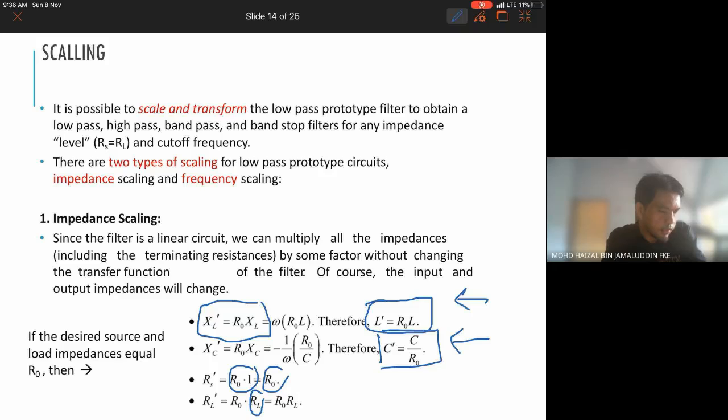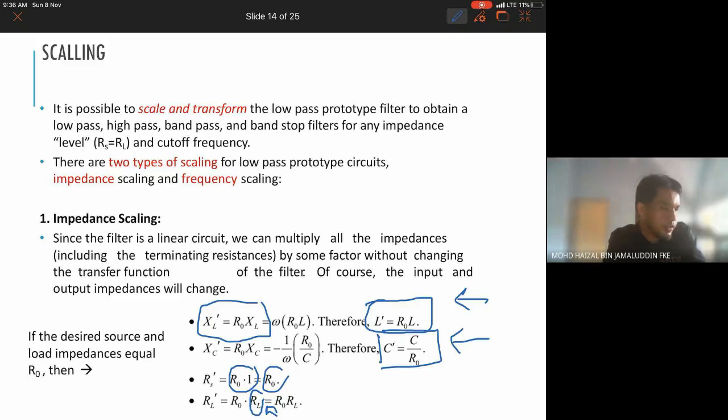So normally, for equal ripple, if n is odd, it will be equal to 1. For even n, it is not equal to 1. So you need to multiply this. So this is for impedance scaling.